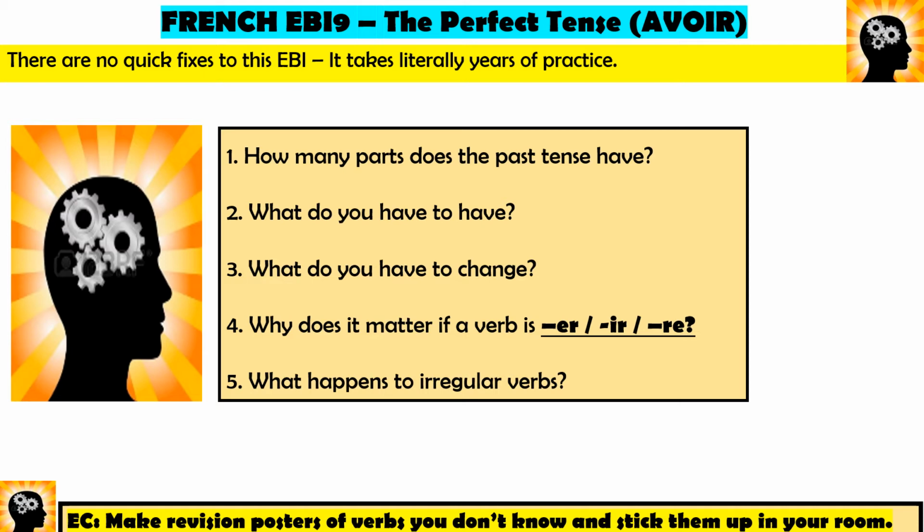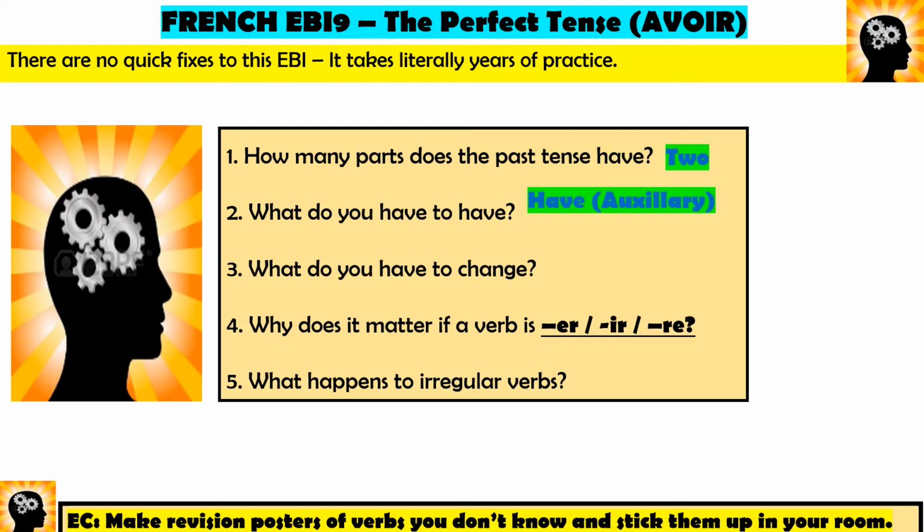Hello, right guys, so you should have paused me and had a go answering these questions. Let's go through them. How many parts does the past tense have? Unlike English, the past tense has 2 parts. In French, what you have to have? You have to have the have. You never say I watched, I did, I played. You always say I have watched, I have done, I have played.